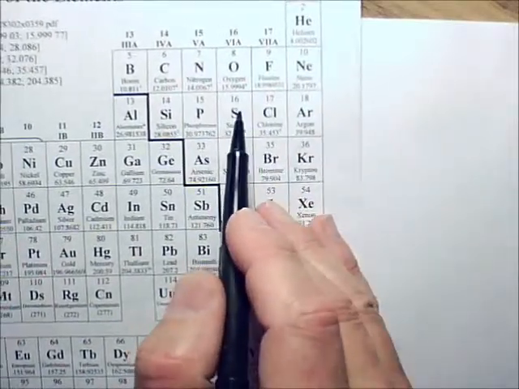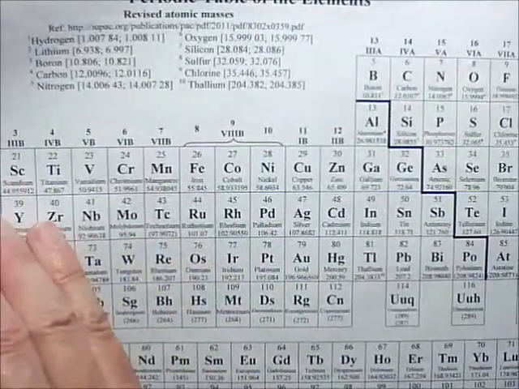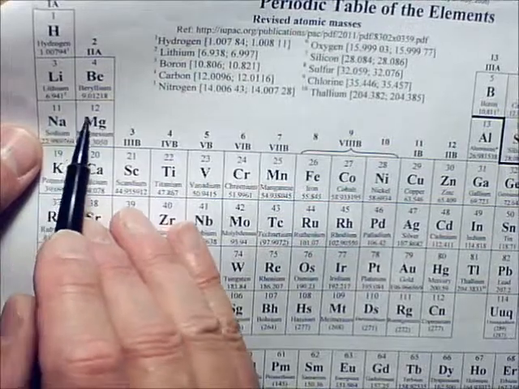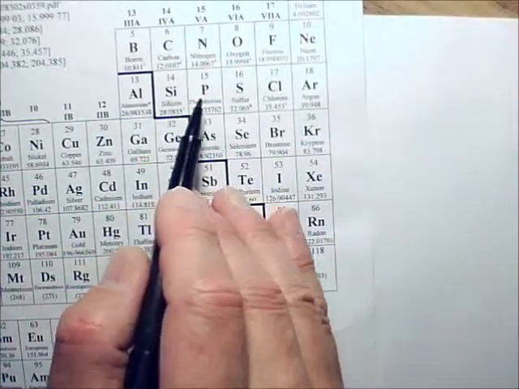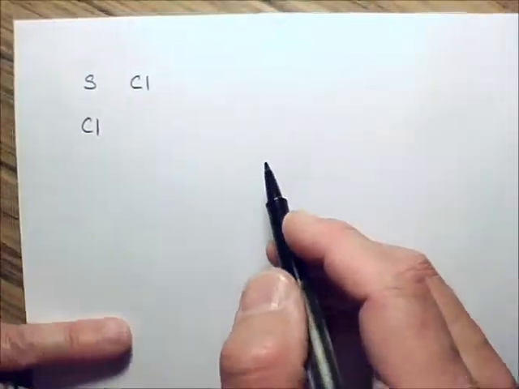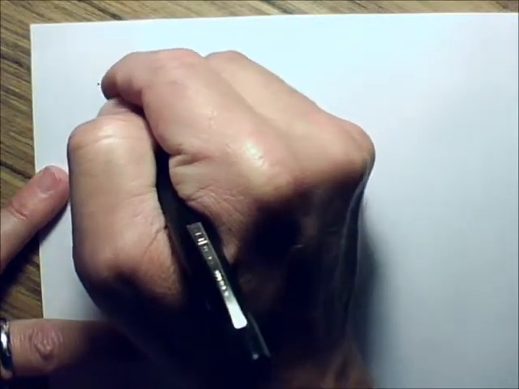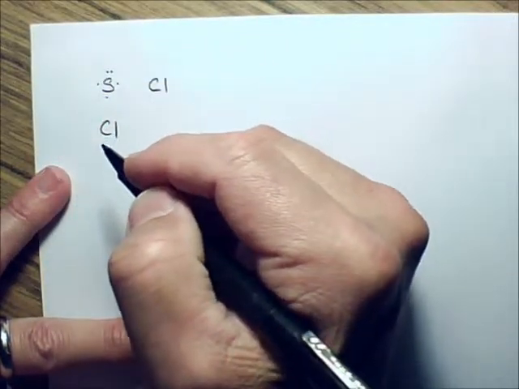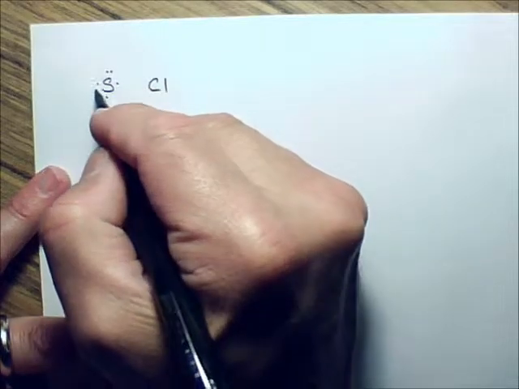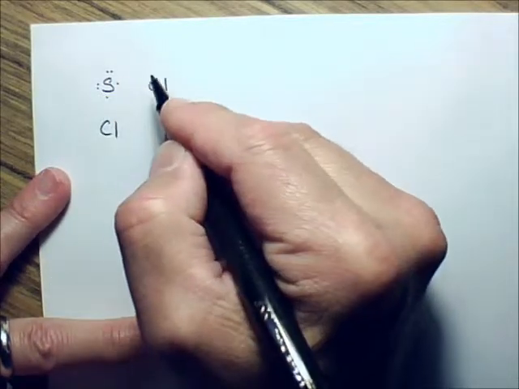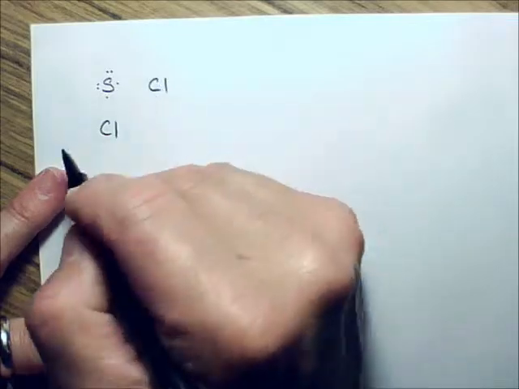Sulfur is right here, and if I count from the left, you get 1, 2, 3, 4, 5, 6. So I need 6 dots around sulfur. 1, 2, 3, 4, 5. And since it doesn't matter which sides I pair them up on, I'm going to pair them up like that because that'll leave me some electrons for sharing toward the chlorines.